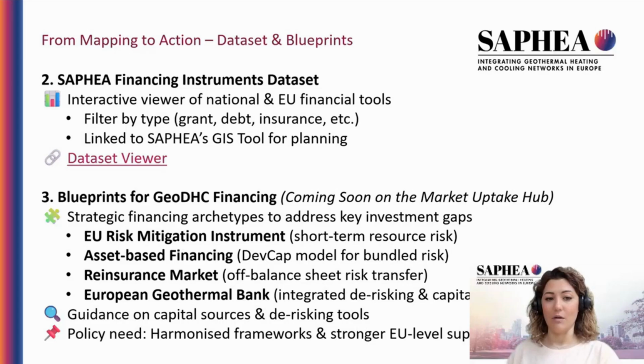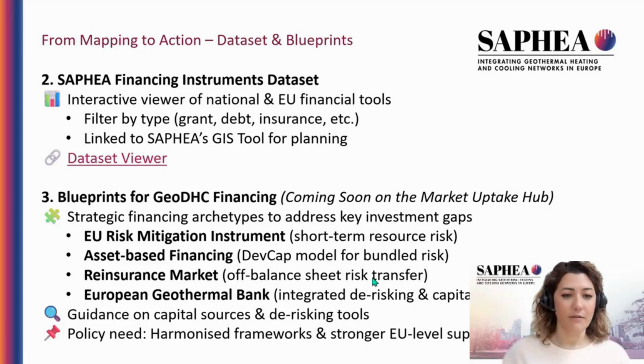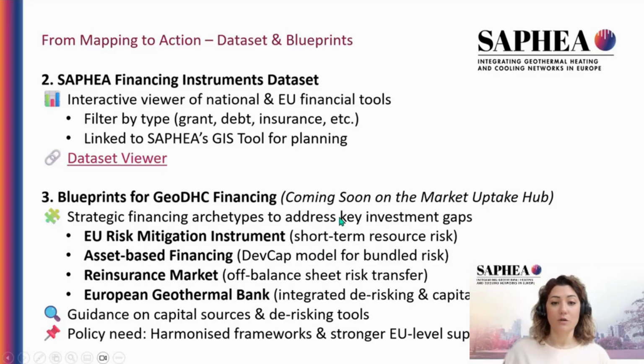And to compensate that loss, the idea behind this blueprint would be to combine other financial instruments that instead produce a net revenue. For instance, lending instruments for low-risk projects, for instance, very well-known areas, or shallow geothermal projects, or issuing green bonds that can return an interest on the lending, on the investment. This report is going to be soon available also on the Market Uptake Hub.